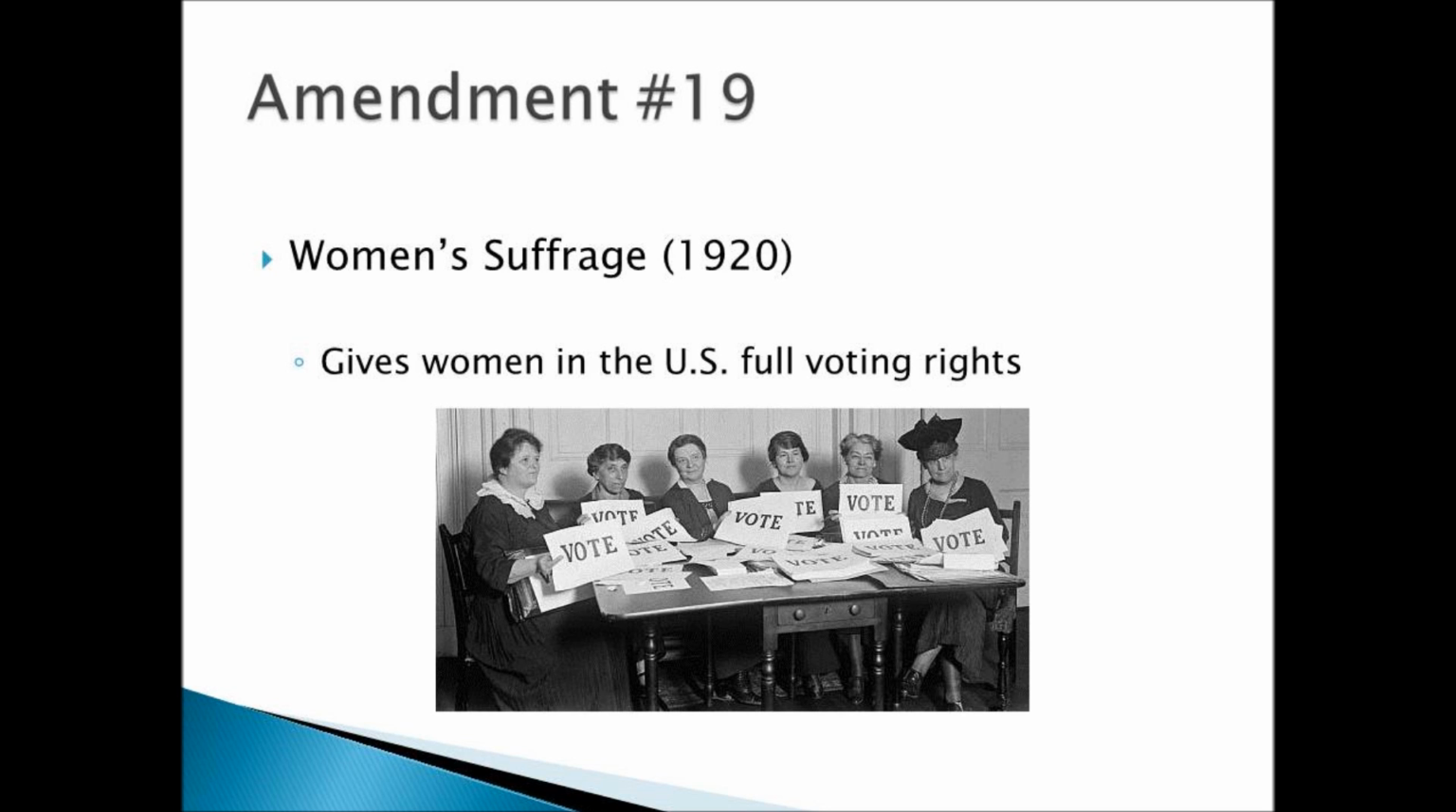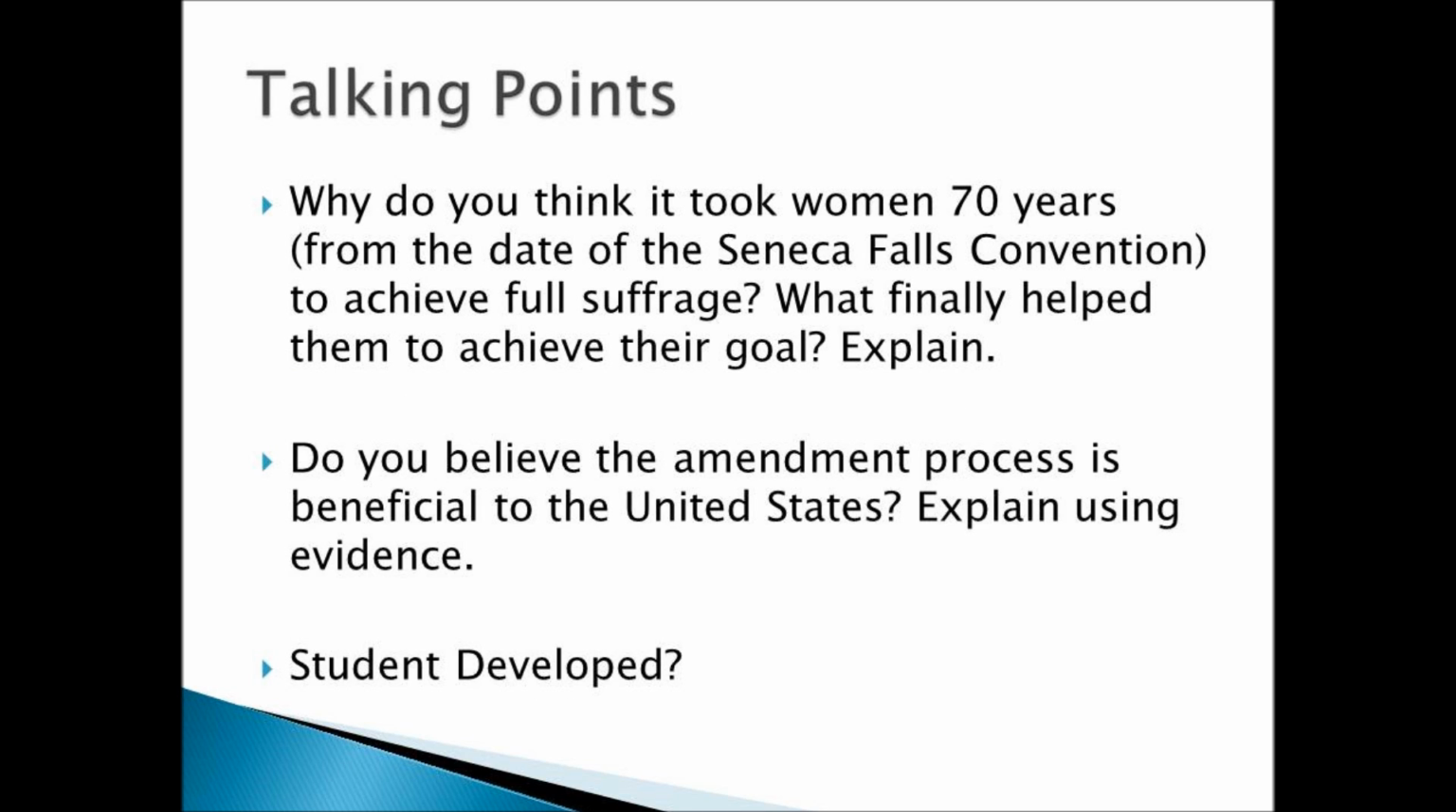So some talking points for today. Why do you think it took women 70 years from the date of the Seneca Falls Convention to achieve full suffrage? What finally helped them to achieve their goal? Explain. Do you believe the amendment process is beneficial to the United States? Explain using evidence. And hopefully you guys develop a few questions to discuss in class tomorrow.